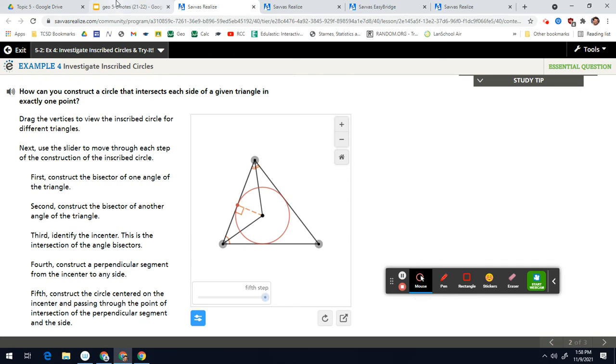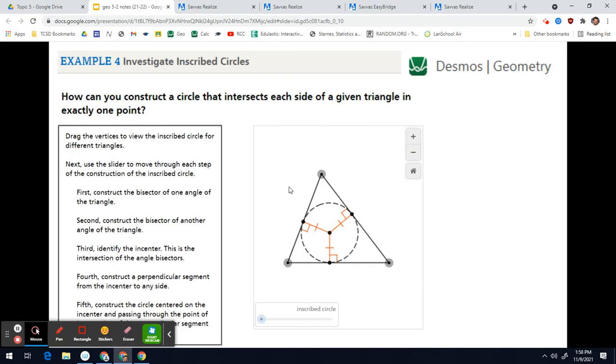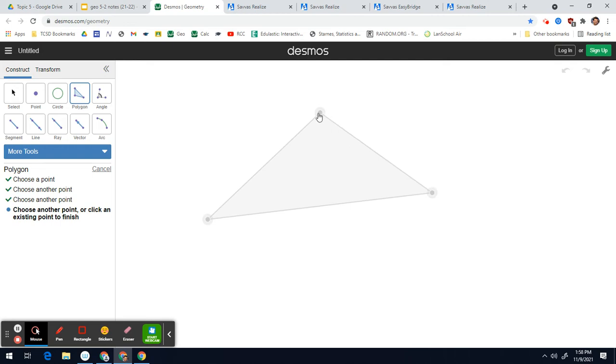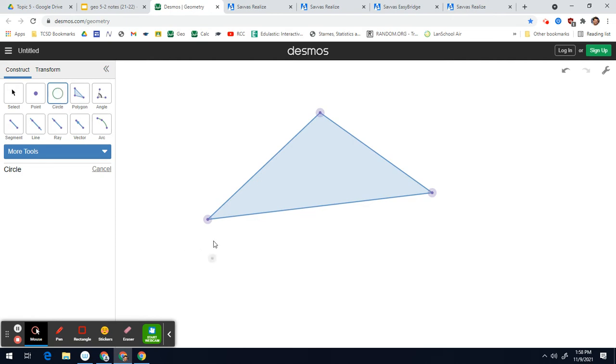Okay, so let's see if we can use some Desmos geometry to accomplish the same feat. Now, I will say this is a little more difficult because they don't have an angle bisector construction, so we kind of have to do it ourselves. So we're going to draw a triangle. Remember, you have to touch that first point last to create that triangle. So here's how we have to construct an angle bisector. First thing we have to do is draw an arc across the angle. So grab the circle tool. We're going to draw a circle down this angle like so.